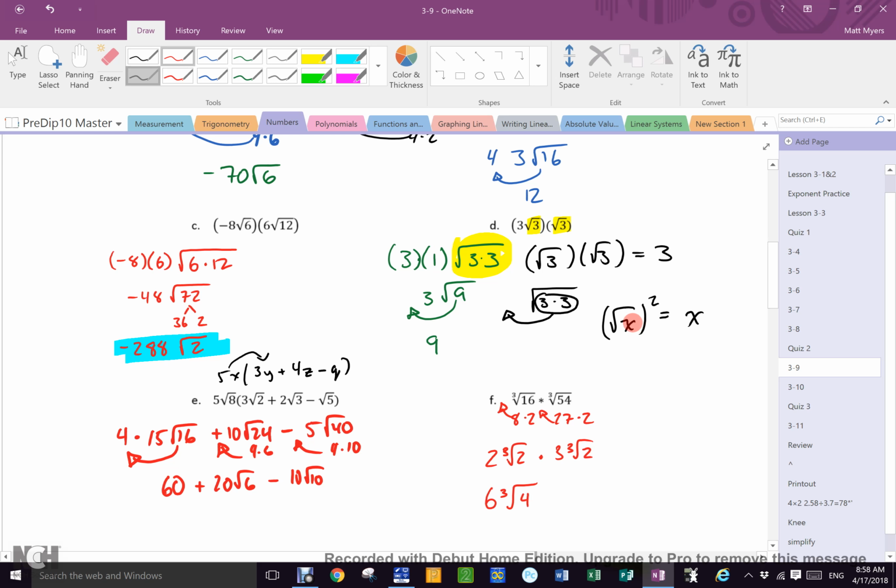Now, I know I just said up here, if you square the root, you get the radicand. So why is this not 2? Because it would have to have been cubed. Does everybody understand that? So that's the answer.